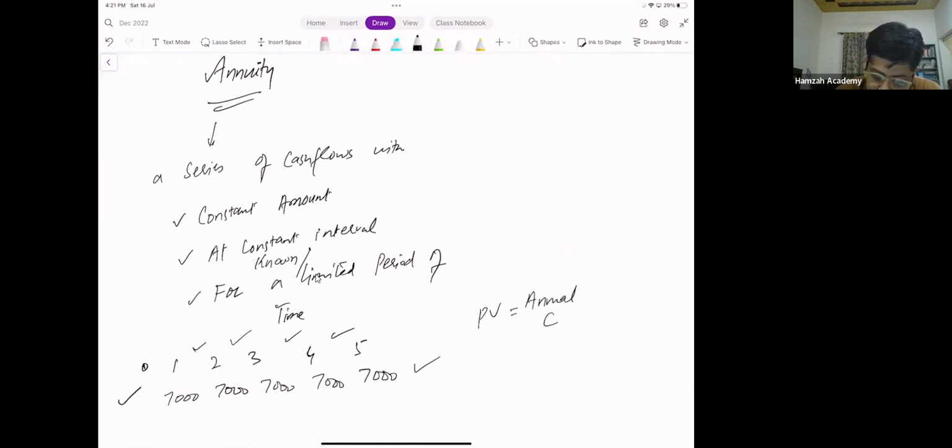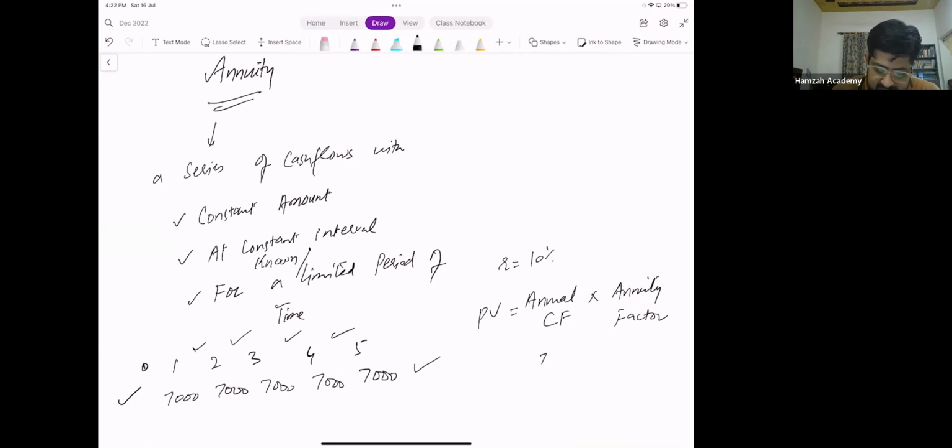Annual cash flow into annuity factor. For example, discount rate R is equal to 10%. So what is the annuity factor? What is the annuity factor at 10%? Yes, you have annuity table on the page number 9 of notes. 10% for 5 years, 3.791.